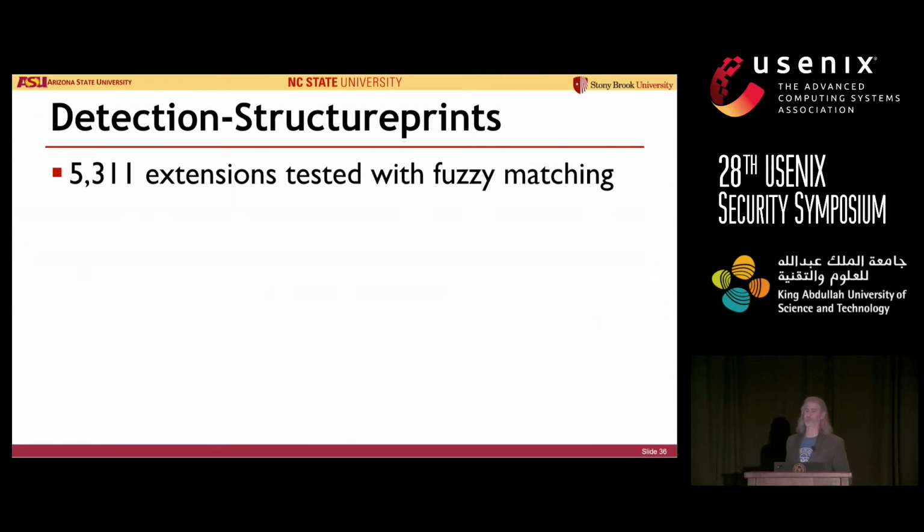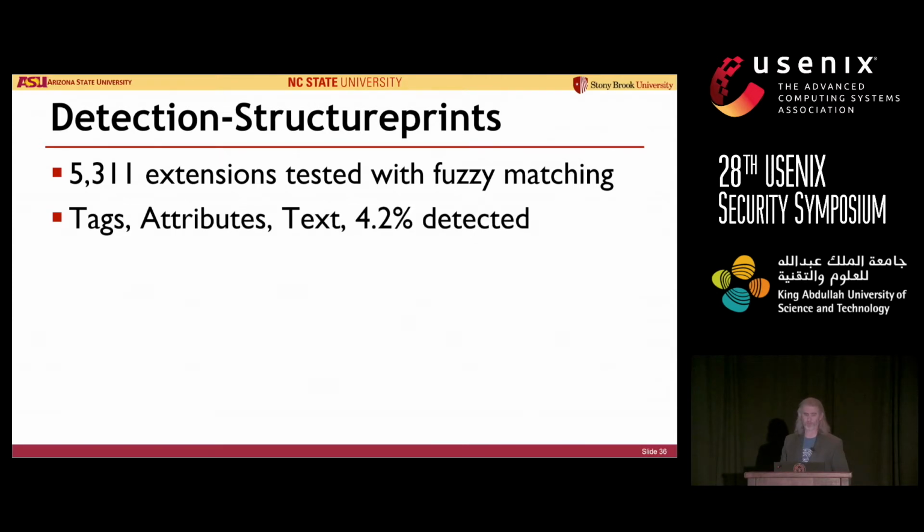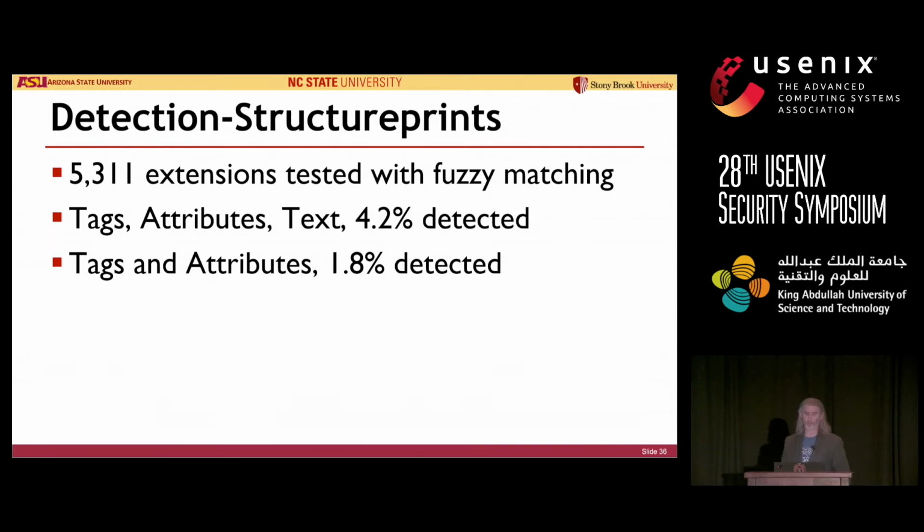5,311 of the extensions were tested with fuzzy matching, and the first set used the entire data set, which was tags, attributes, and text for the DOM changes, and we were able to detect 4.2% of the cloaked extensions in this case. For tags and attributes, it went down. The fuzzy matching was faster, but we weren't able to detect as many of the cloaked extensions at 1.8%. And then for tags, 1.7% were detected.